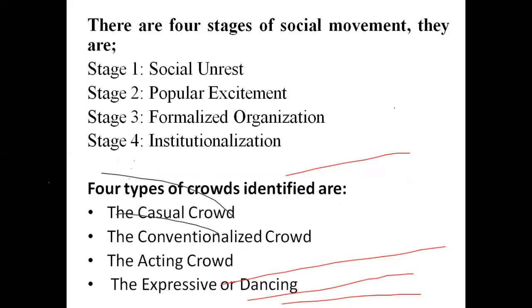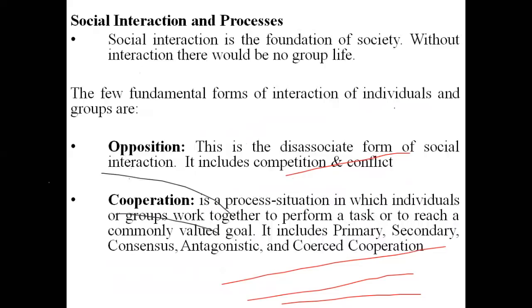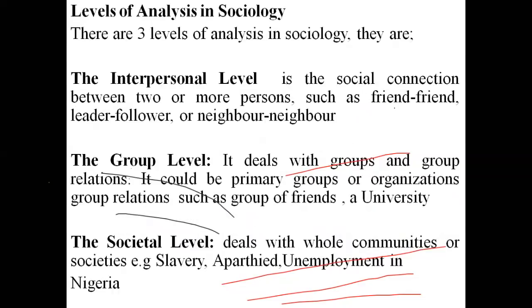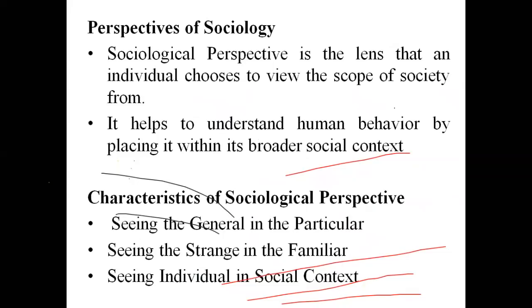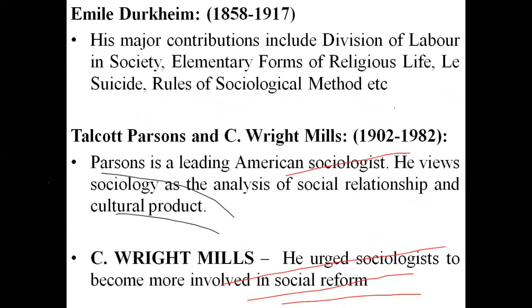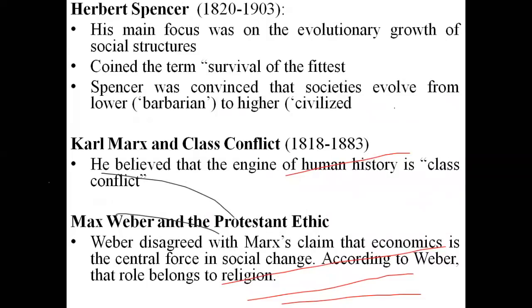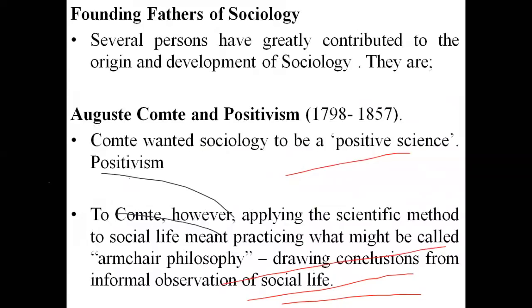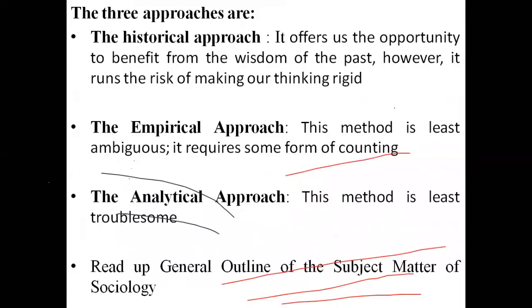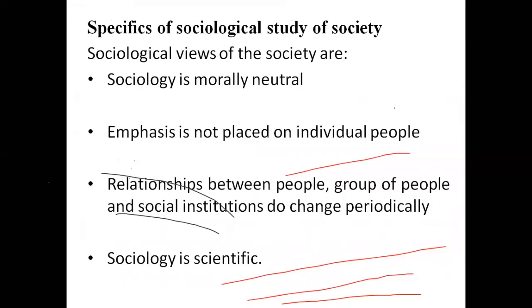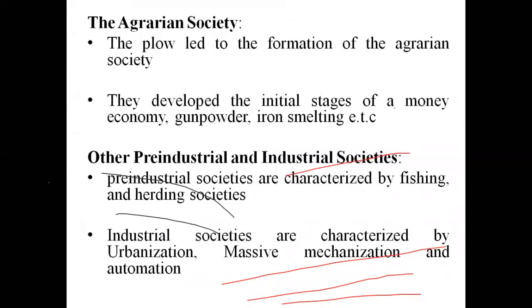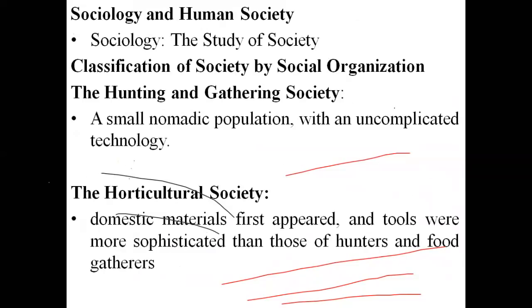Okay, now the horticultural society is the one immediately after the first society, which is hunting and gathering. The horticultural society is just a bit developed from hunting and gathering. They are just developing their tools, like having hoes for farming, plow. It's not as if you have mechanized tools like tractors and the rest. You understand what I'm saying? So in essence, the horticultural society is not a developed society. It's just coming up. In fact, it is not a large society.